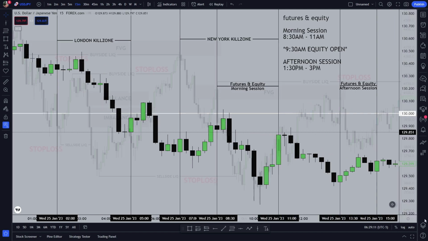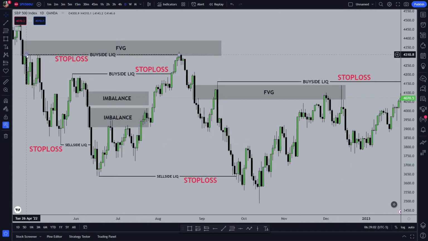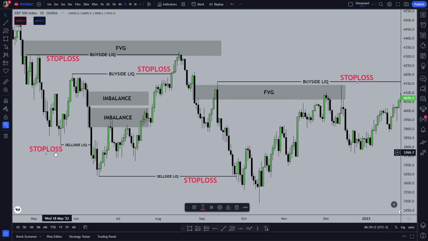According to ICT, price is always drawing to liquidity stops and imbalance because the algorithm only runs on two principles: liquidity rebalancing and creating imbalance. Price moves toward liquidity, also known as retail stop loss, during a certain period or kill zones. The buy side liquidity is the stop loss resting above the old highs, and the sell side liquidity is the stop loss resting below the old lows.